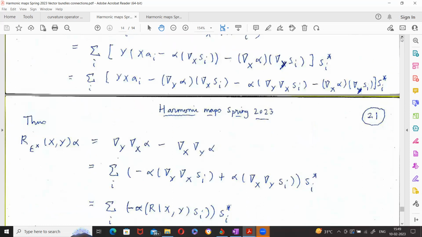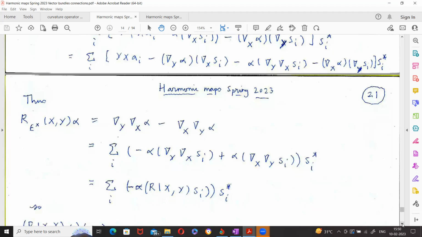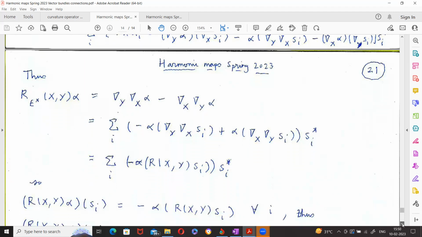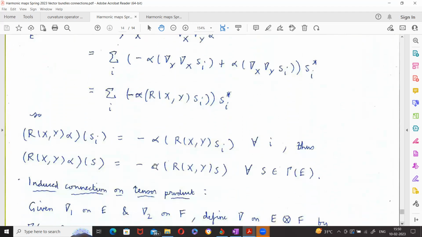Yeah, it's okay. All we used is that the sum of these two terms, this second term and this fourth term here, was symmetric in x and y, right? So when we take the curvature, these two will cancel, right? Yeah. Got it. So only this term will remain. This term will give you the curvature of the bundle E applied to s_i. Right? So it's a straightforward calculation. So you get this formula, okay?